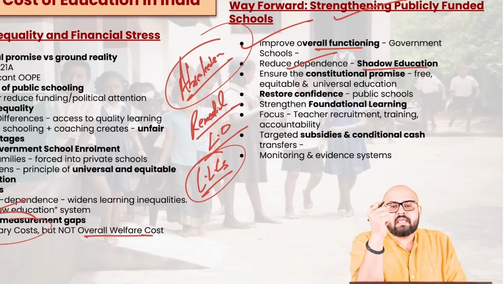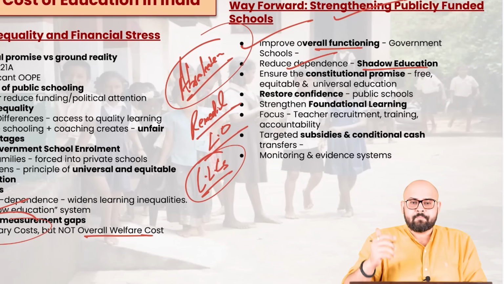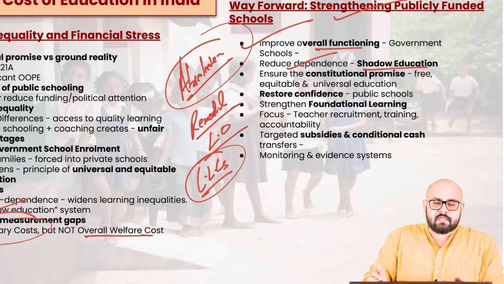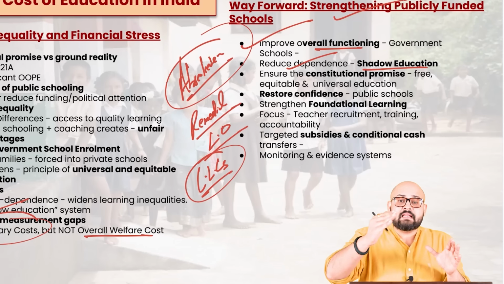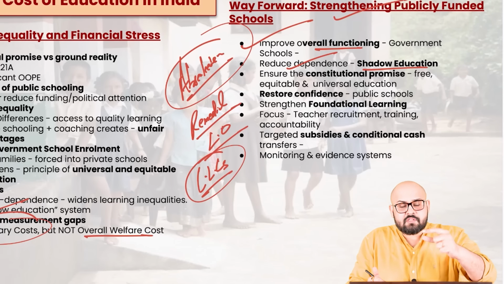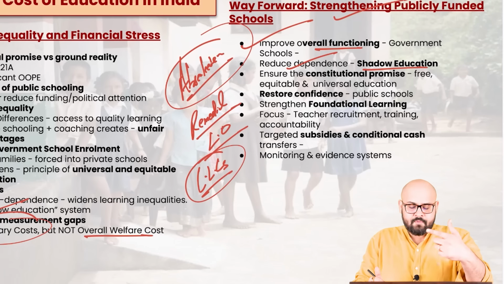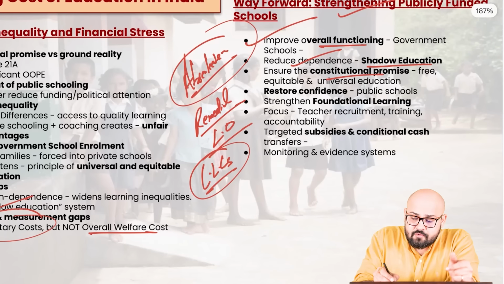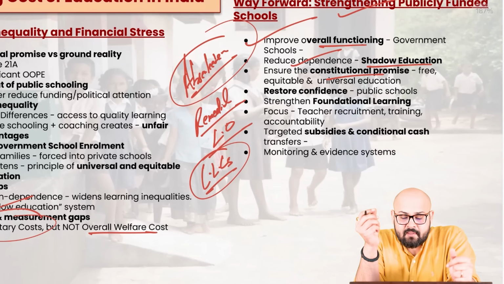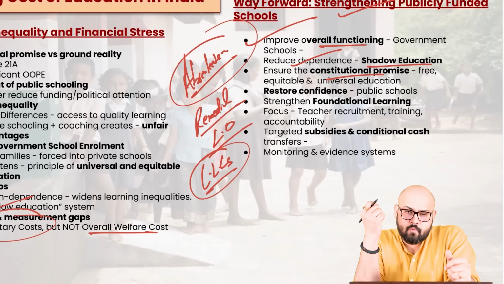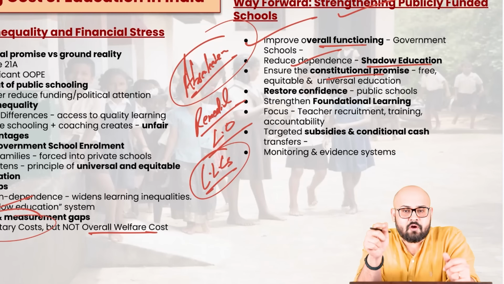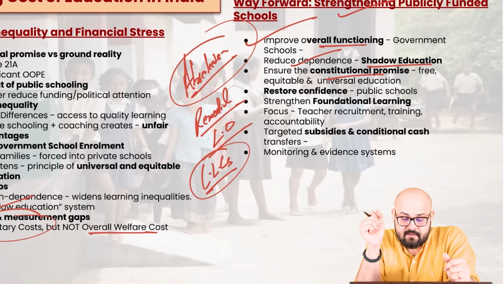There are many NGOs, such as Teach for India. You must have heard about this. So there has to be adequate focus upon community learning centers so that they can focus upon remedial education, right? Ensure that the constitutional promise, Article 21, of free, equitable and universal education is provided in letter and spirit, not just in text, but also in its practical implementation.